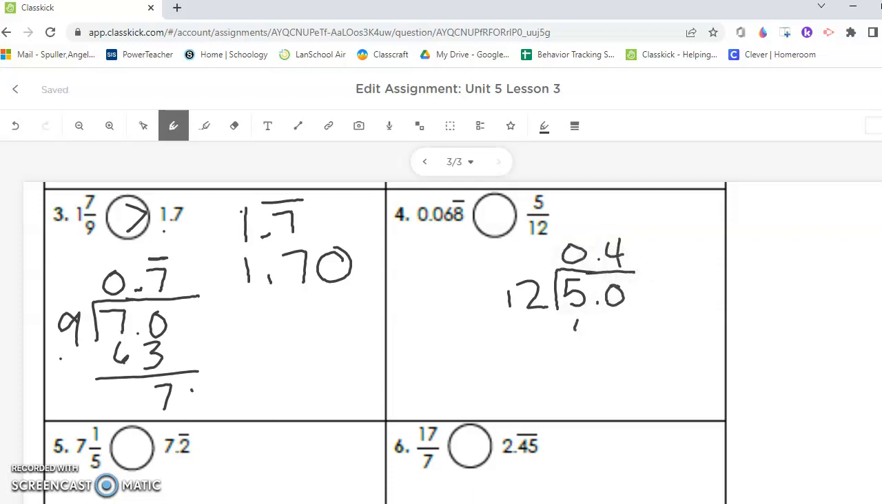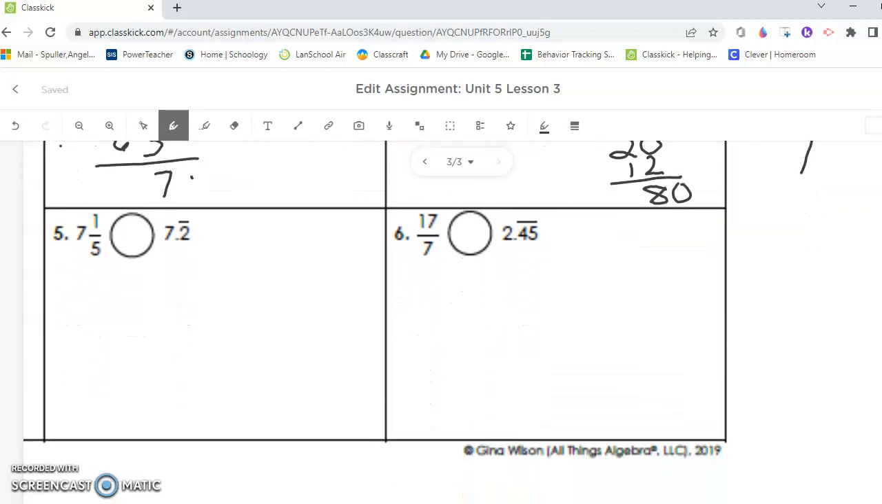Okay, let's say 5 divided by 12. That's 4. That gets me 48. 2. Bring down another 0. That'd be 1. That'd get me 12. Get me 8. Bring down another 0. Well, I can already see that 0.41 is greater than 0.068. So that'll be less than.